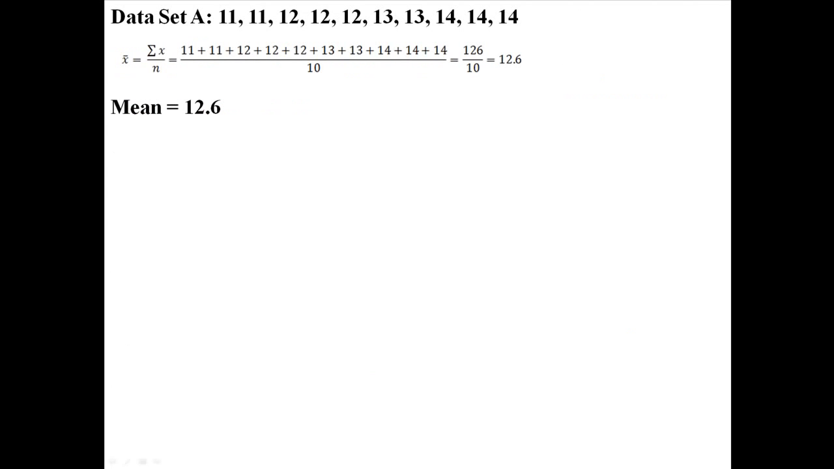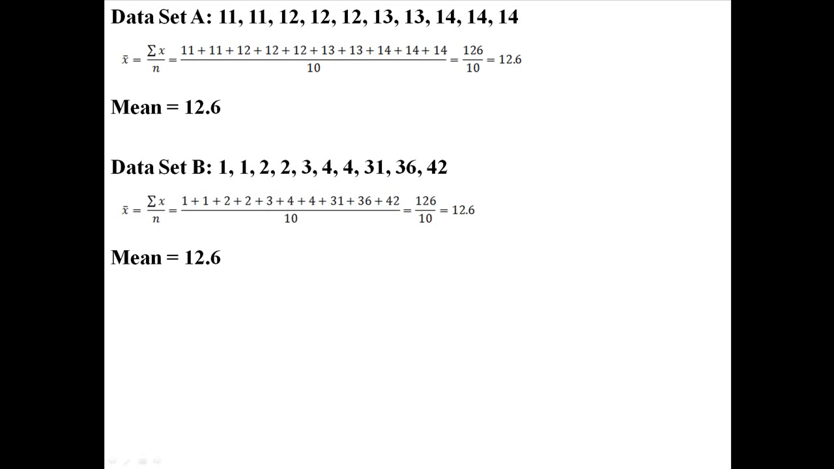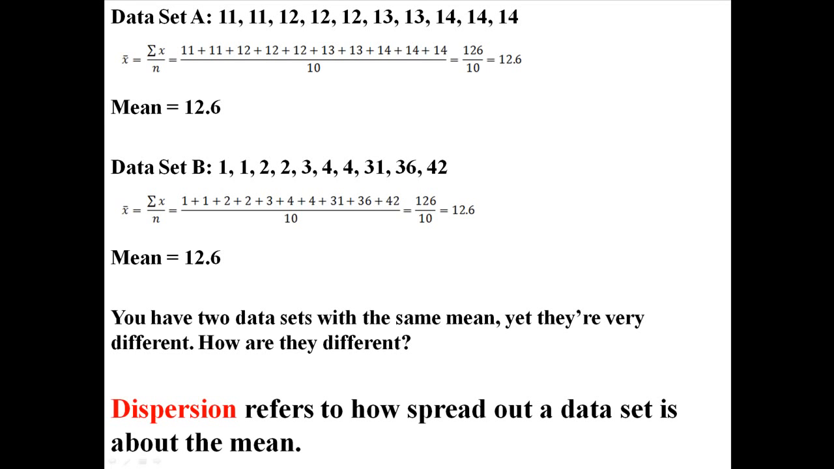So let's begin. Now imagine you have this first data set that has a mean of 12.6. And everything in the data set is pretty similar, 11, 12, 13, 14, they're all pretty close together. Now imagine we have this next data set that also has a mean of 12.6, but the data set is very spread out. It starts at 1, 1, 2, goes up to 31, 36, 42. We come up with the same mean, but the data set is very different. So how are they different?